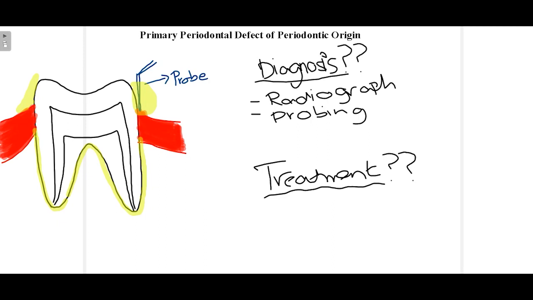Now how will you treat this? The treatment is quite simple. Basically it depends on the severity of periodontitis, whether it is mild, moderate or severe, but the first line of treatment in most cases is scaling and root planing. There are also other treatment options available, for example tissue regeneration, gingival grafts, etc. We will discuss that when we talk about the treatment options for periodontitis, but for now you just have to know this. That's it.